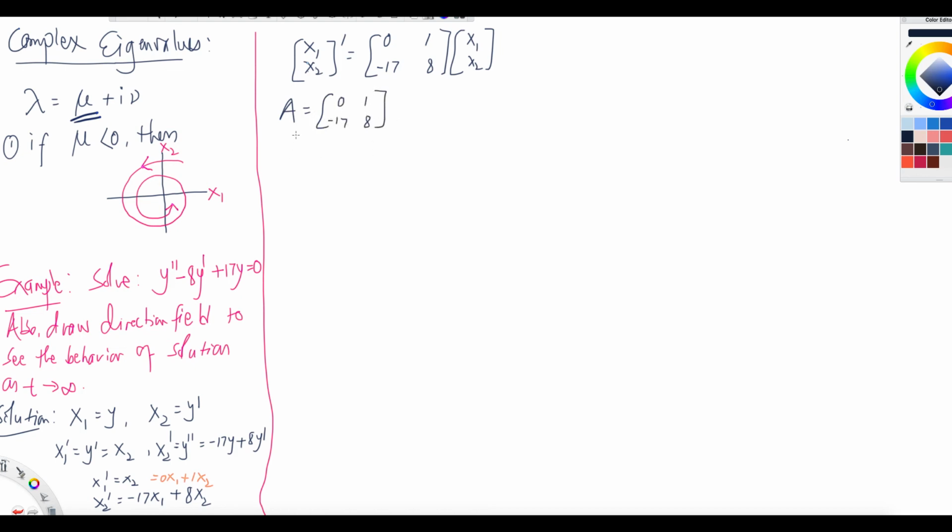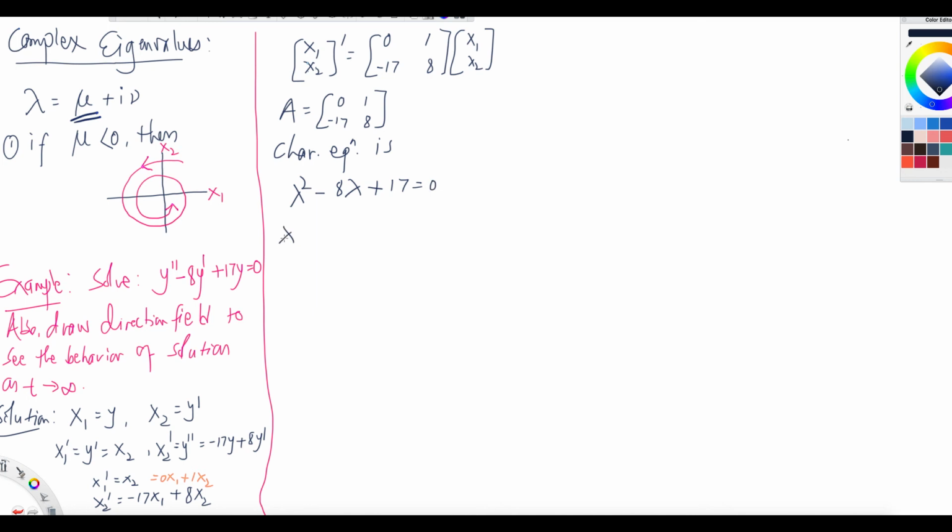You see that? Now to find the eigenvalues, first of all you need to find the characteristic equation, right? The characteristic equation is lambda squared minus the sum of those two numbers, that is the trace, which is 8 lambda, plus the determinant of A. How do I find the determinant? You multiply this positively and this negatively. That means plus 17, because 0 times 8 is 0, minus negative 17 times 1 is negative 17, so minus negative 17 makes it positive 17, right?